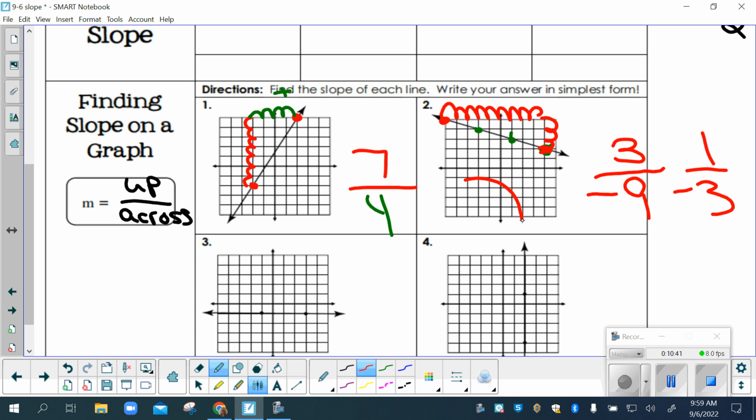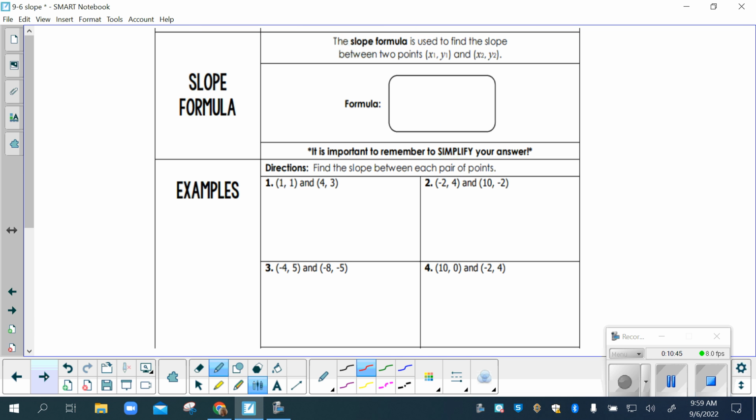Okay. We're not going to do 3 and 4. We're going to save those till tomorrow or the next day. But now I want to talk about what happens if you don't like graphing. You don't want to graph it. You don't have graph paper. You want to do it another way.